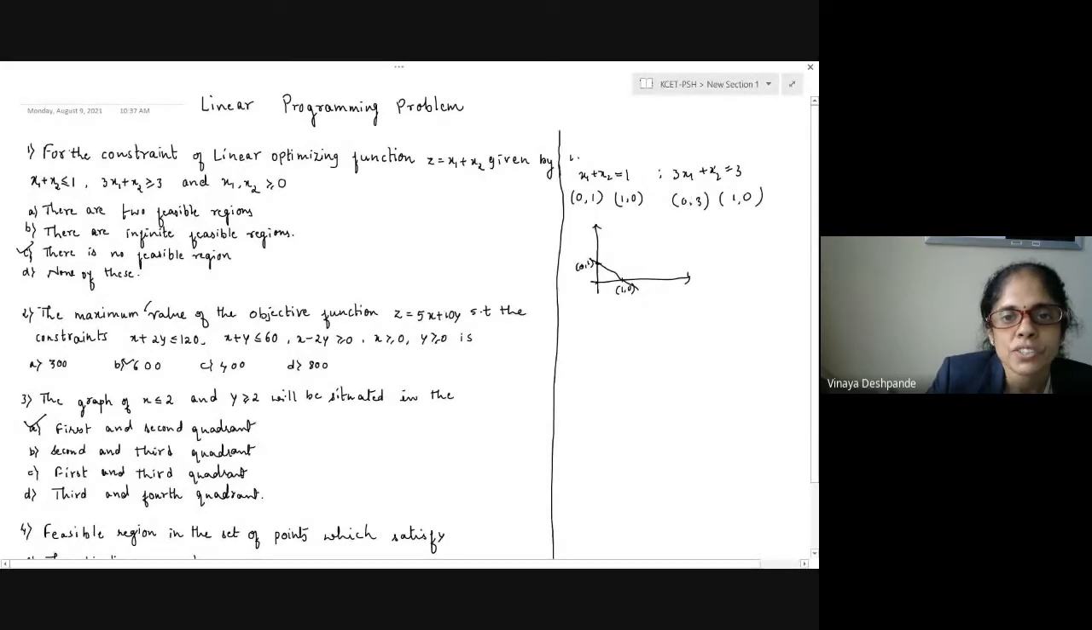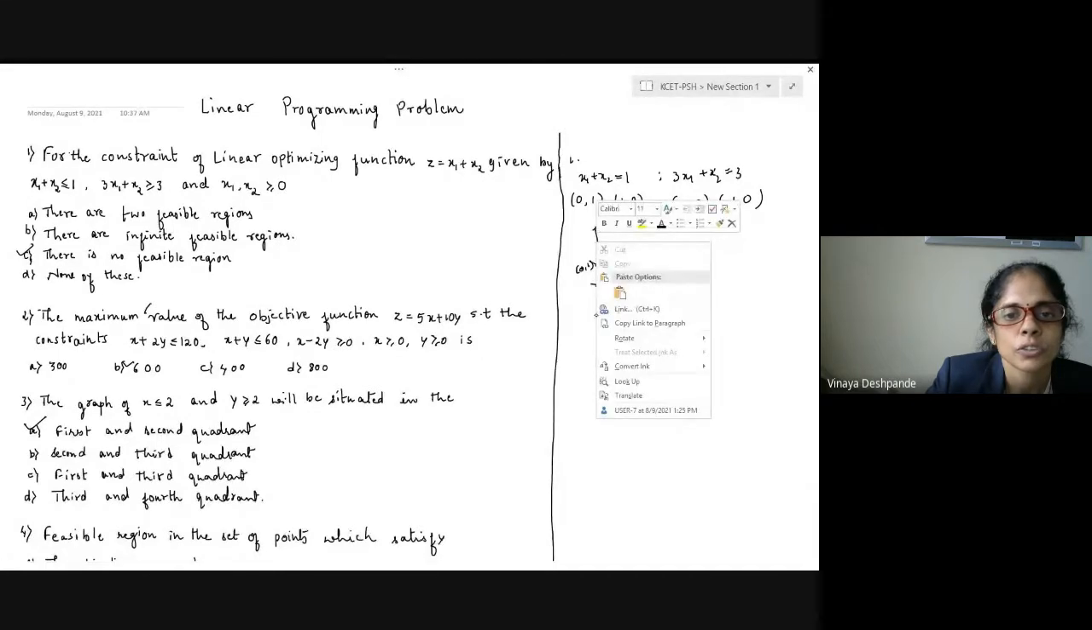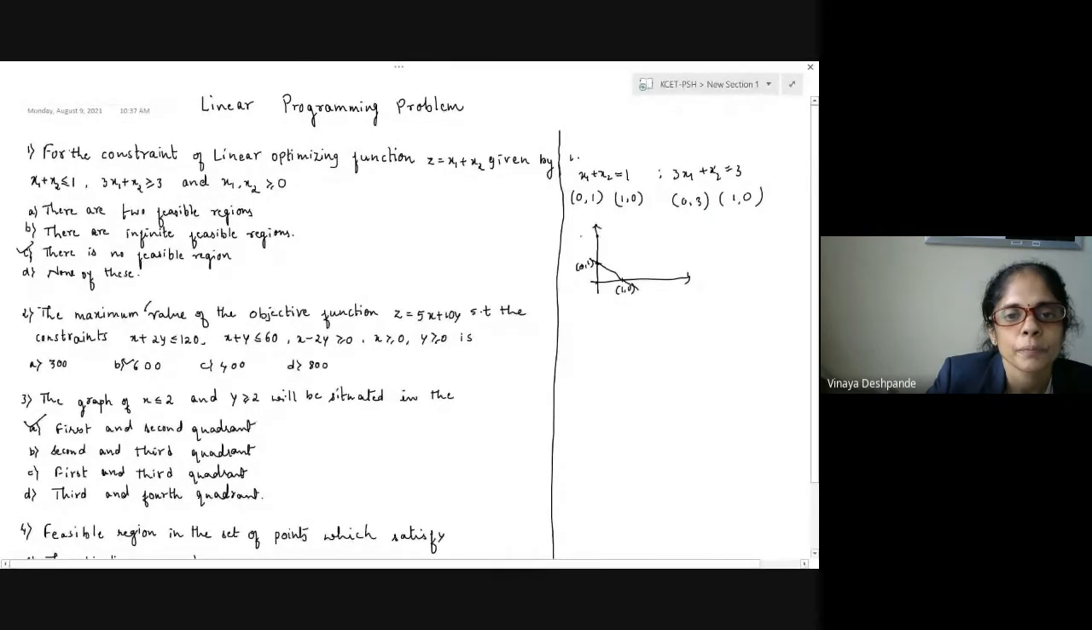Next x is 0, y is 3, somewhere here. Okay, so I'll write it as (0,3). Then x is 1, y is 0, same here. So join these 2 points with the help of a straight line. Right, now we have to shade the feasible region.